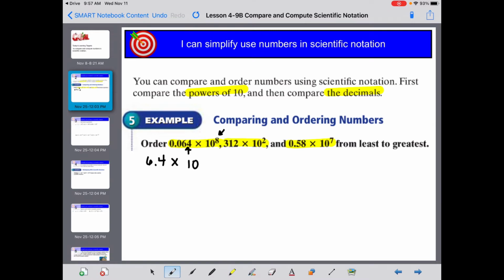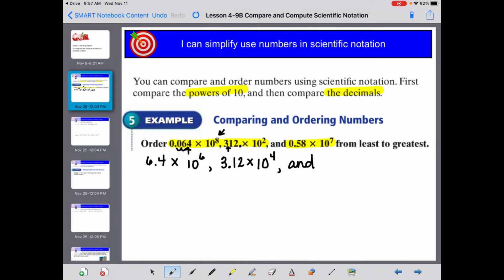The way it currently is written, I move the decimal 8 places to the right. But to place the decimal where it actually belongs, I've already moved it 2 of those 8 places, leaving 6 places remaining. The next number, 312 times 10 to the second, the decimal is currently here. The decimal should be between the 3 and the 1. From where it's currently written, I move the decimal 2 places to the right, but putting it where it should belong, between the 3 and the 1, adds 2 more places.